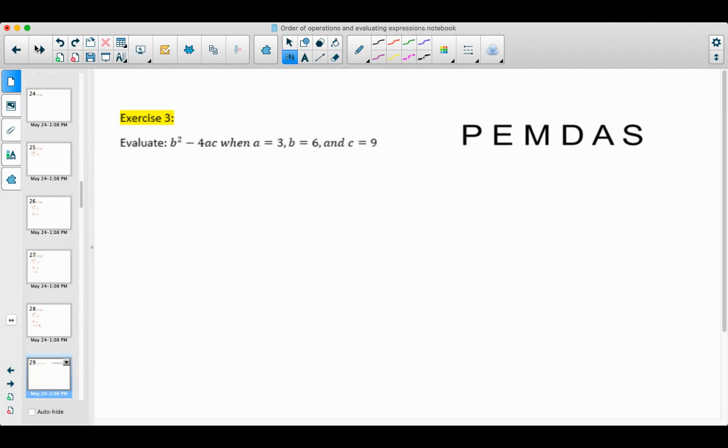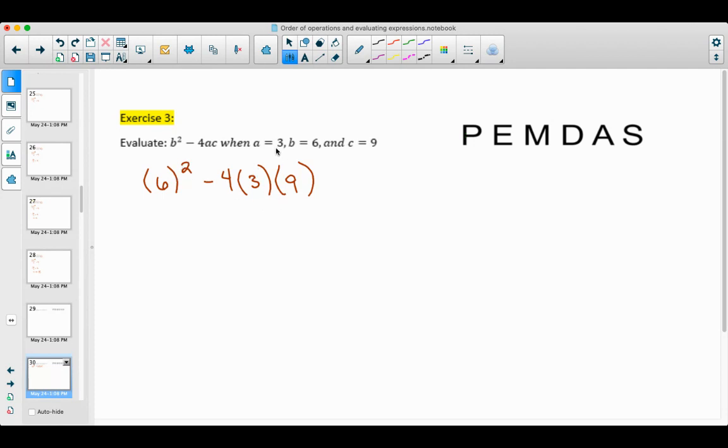Okay, now this one's a little bit trickier, but what I'm going to do is start with parentheses here. I'm going to put everything in parentheses, plugging all of these numbers in for those letters. Looks like this. So I put parentheses, b, which is 6, so I plug in that 6 here, squared, minus 4a, which is 3, and 9, which is c.